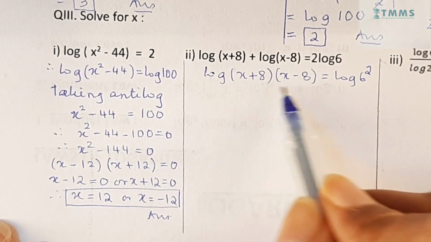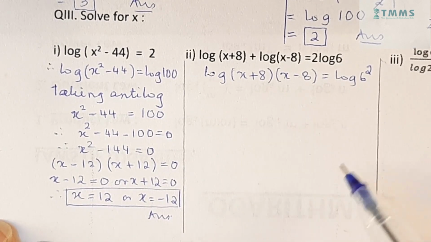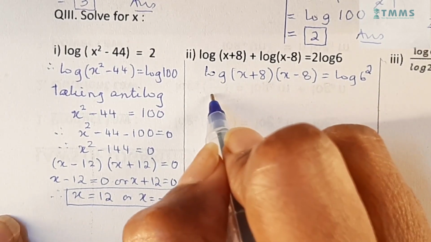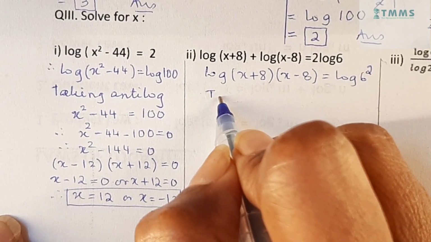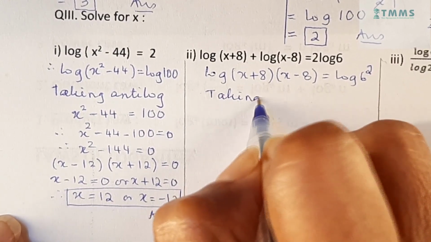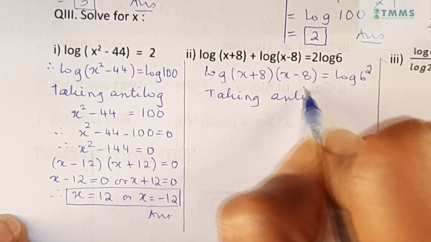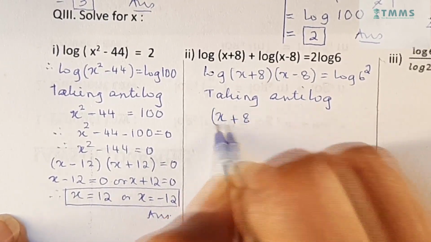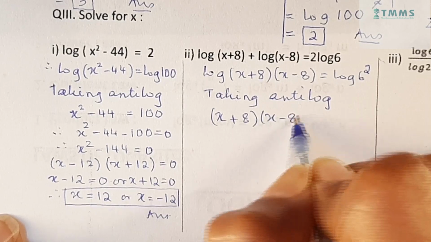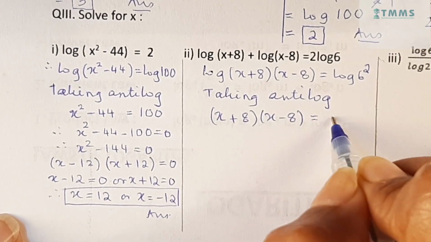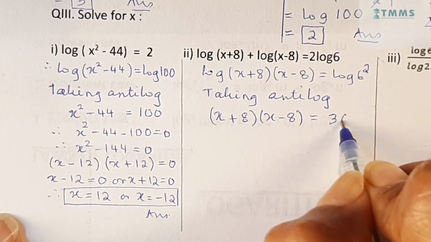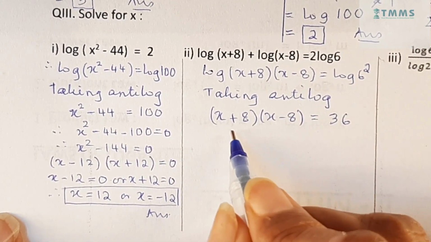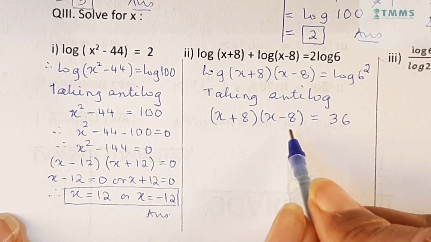Now log of something is equal to log of something. So how do we remove the log? What did I tell you? We have to write not "log cancel", but we write taking antilog. And so we will have (x plus 8) into (x minus 8) is equal to 6 square, which means we can write 36. Okay.